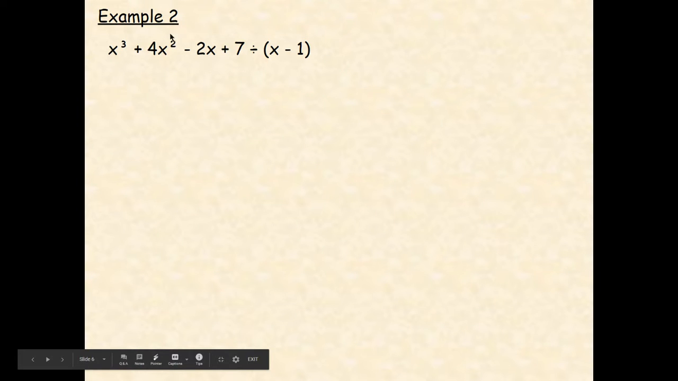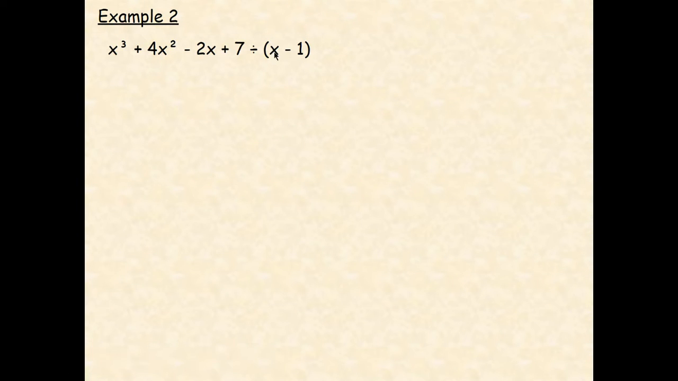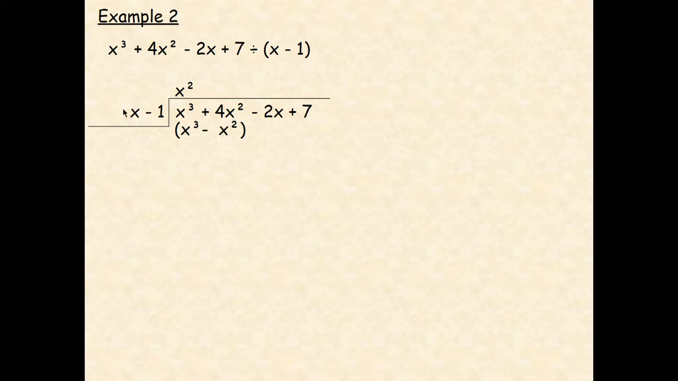Let's take a look at a polynomial that we don't know how it factorises, divided by x minus 1. So we set up our bus stop. We do x cubed divided by x, which gives x squared. Multiply x squared times (x minus 1). Subtract these and we get 5x squared. Put that onto the next term, negative 2x.